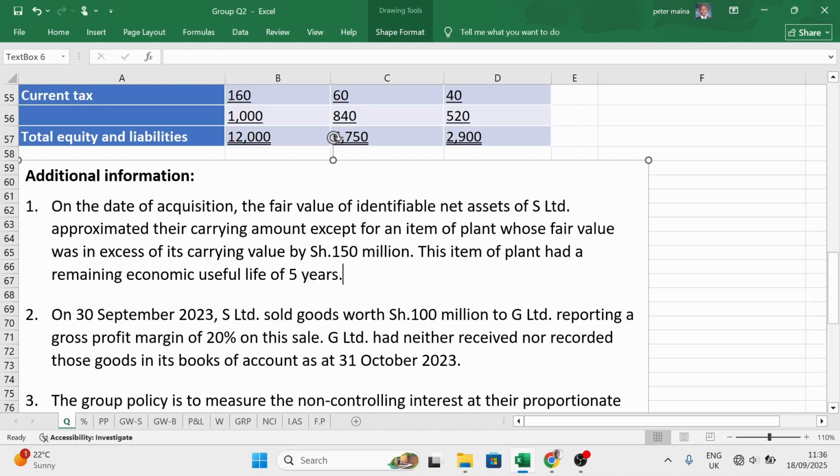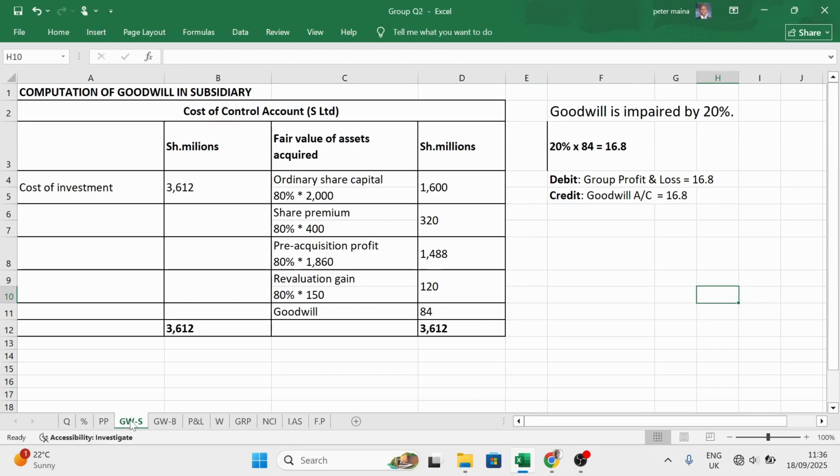It says, on the date of acquisition, the fair value of identifiable net assets of S Limited approximated their carrying amount, except for an item of plant whose fair value was in excess. So in excess means it was a gain. In excess of its carrying value by 150. So the amount of gain is 150. It was as at that date of acquisition. The parent is going to take 80% of 150, it is going to be 120 millions.